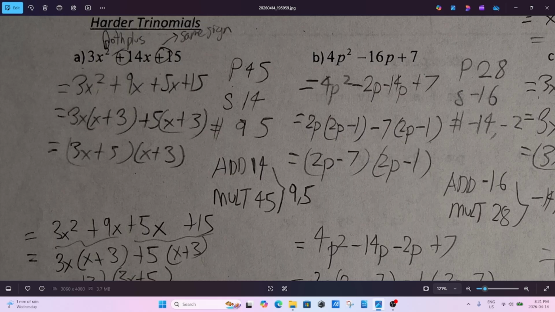Okay, harder trinomials. So the product is 45 because it's a 3 and there's a 15 in 3x squared plus 14x plus 15. And the sum is 14. So the numbers must be 9 and 5. So you write 9 and 5 in the middle by splitting the 14x into 9x plus 5x. And then you factor out 3x from the first two terms, and factor out 5 from the second group of terms. And then you get 3x plus 5 times x plus 3.